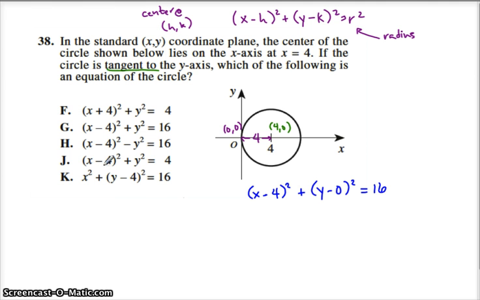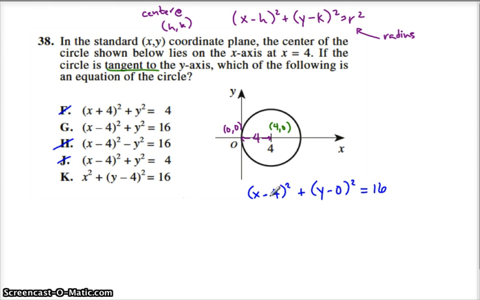So let's see which of these will match. Well, I know it's not going to be F or J because I have just simply a 4. And then I also know that it's not going to be H because look, it has a minus between this X portion and the Y portion, and we should have a plus. Any subtraction should be inside of our parentheses, not outside. So sorry H, away you go.